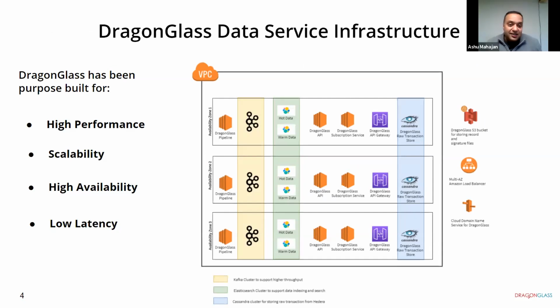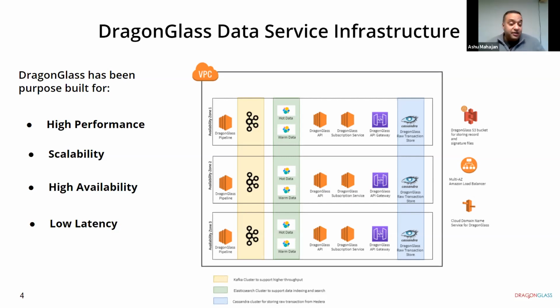So this is the DragonGlass architecture at high level. DragonGlass is currently hosted on AWS, and we have various machines running for DragonGlass. The core of the platform is the pipeline. The pipeline is the actual place where we read the record stream files from Hedera and push them into various databases. Namely, we push it to Cassandra.